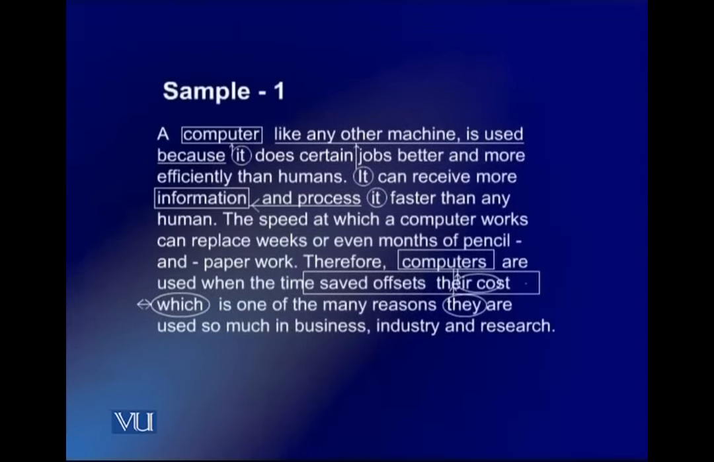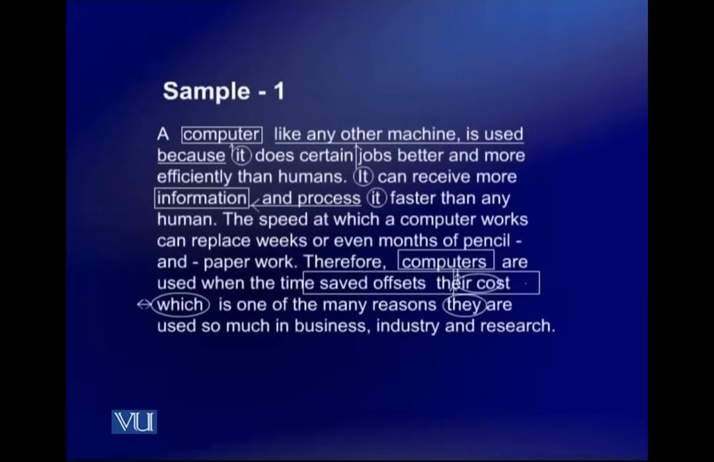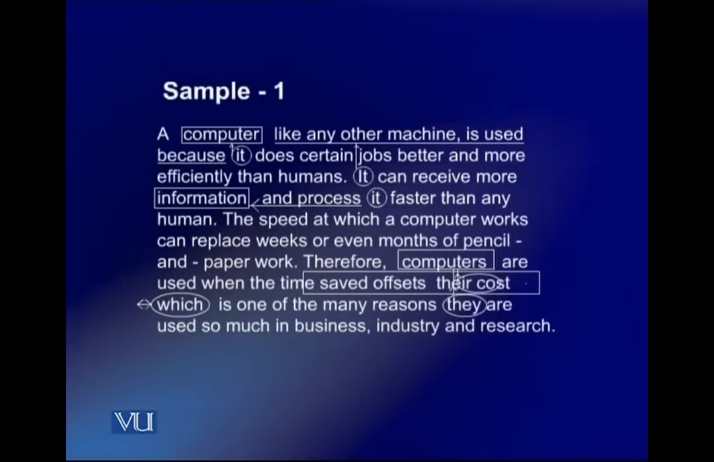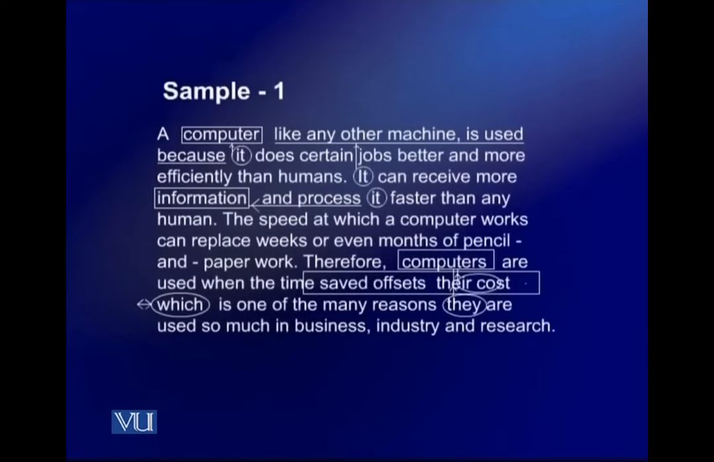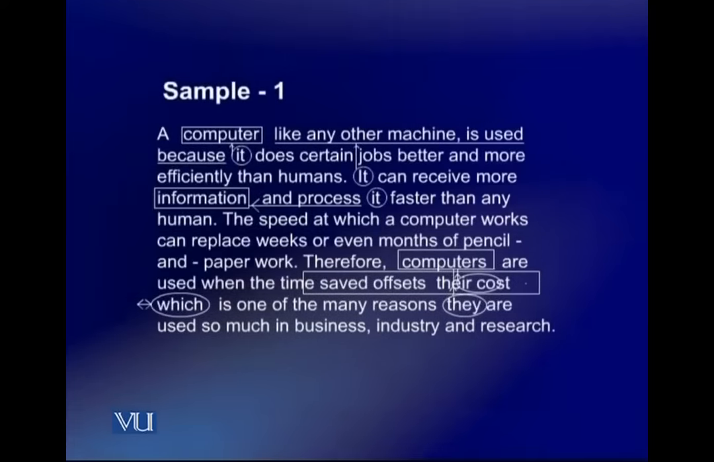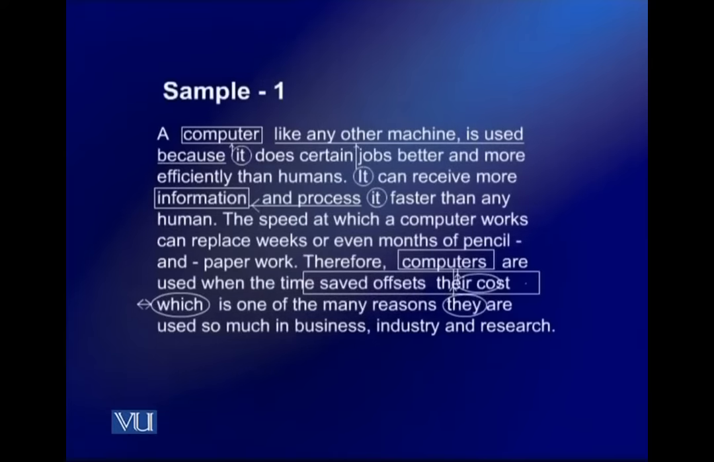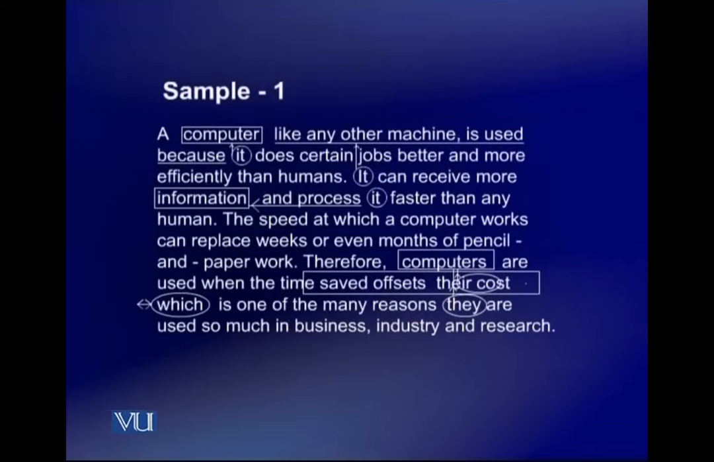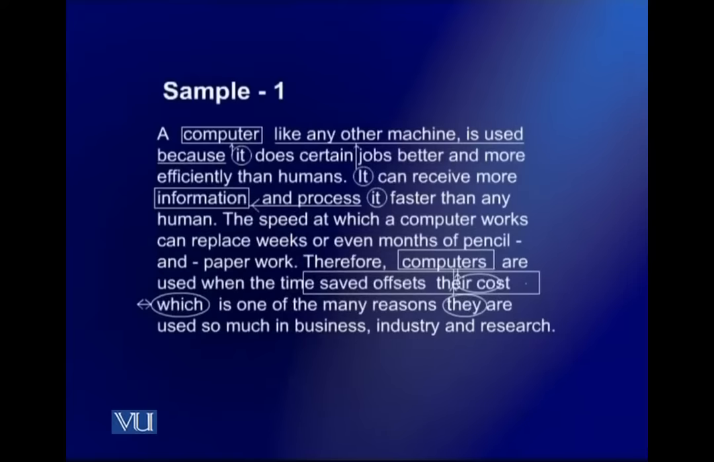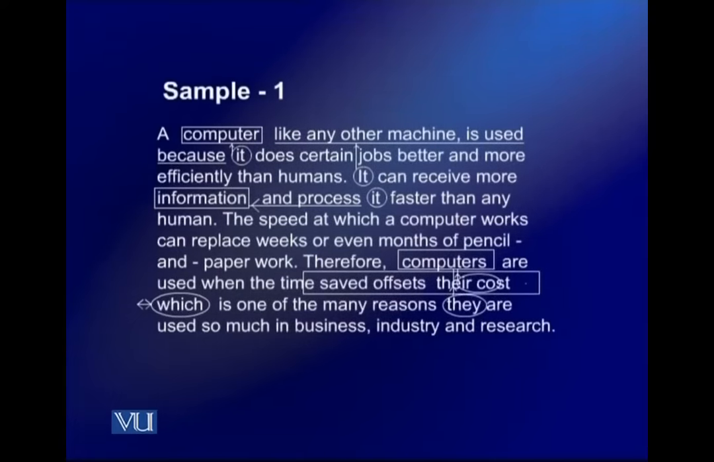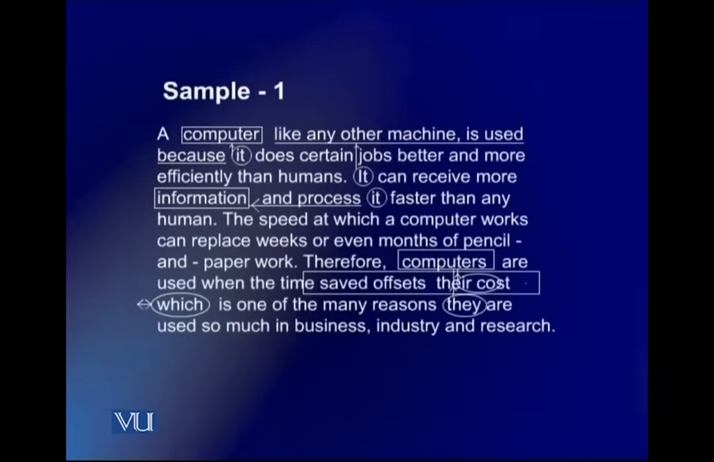The word "there," it refers to computers. The fifth word which is circled is "which," and "which" refers to the time saved offsets their cost. And the last circled word is "they," and "they" refers back to computers. Now, I want you to notice, it's very easy. Wherever the word "it," it referred to a computer, and the word "they," it's in the plural, it refers to the word "computers" in the last sentence. A very easy hint for you: where it is computer, it is it, and where it is computers, the word is "they."